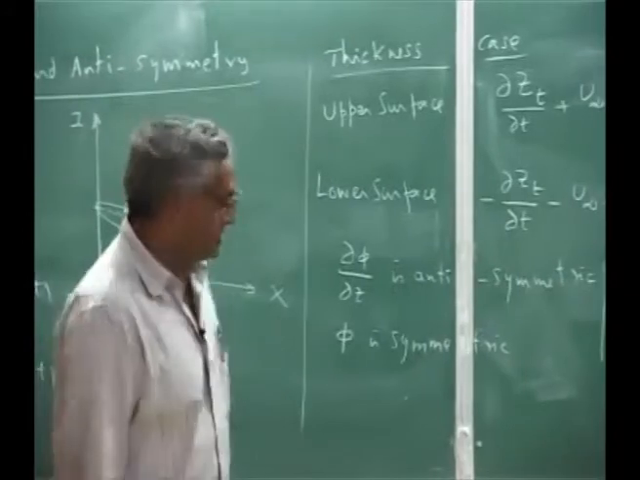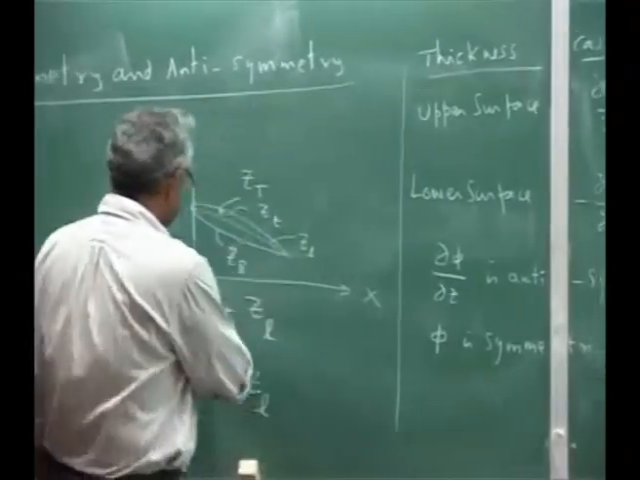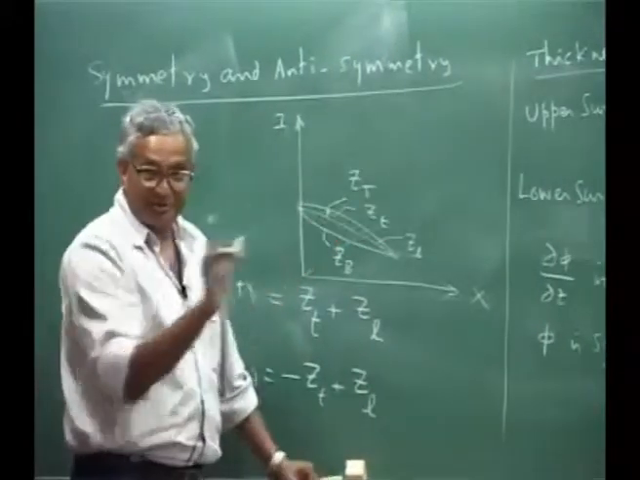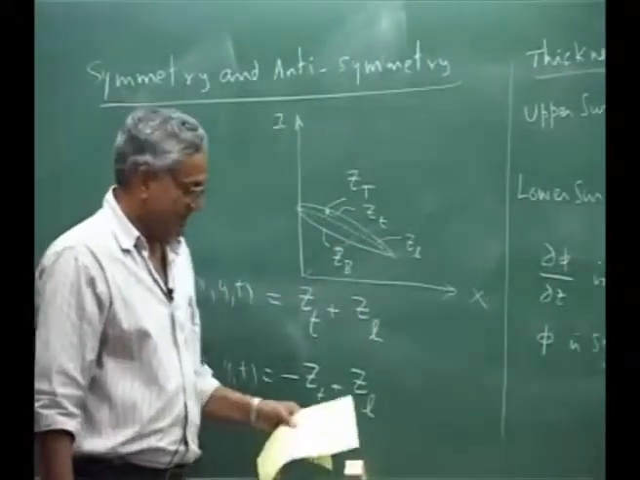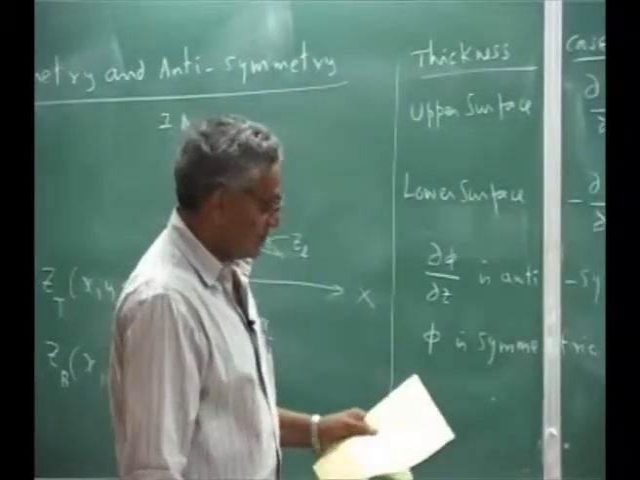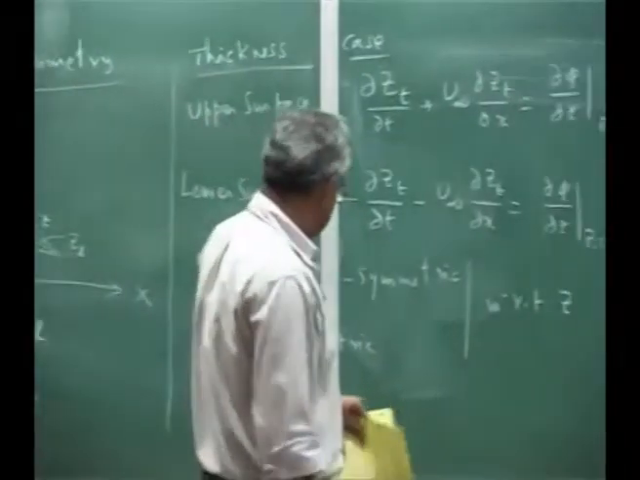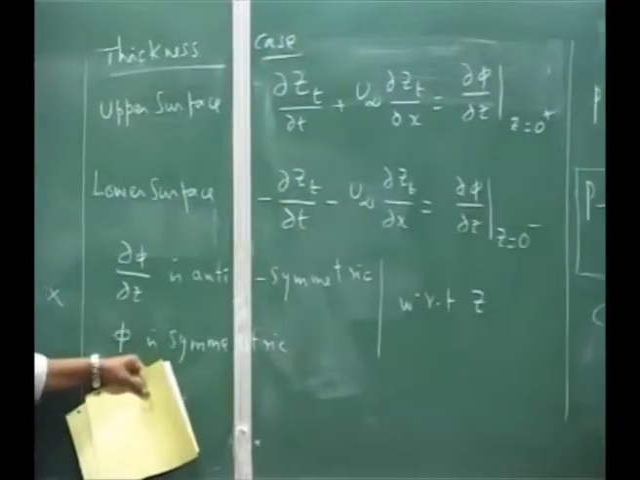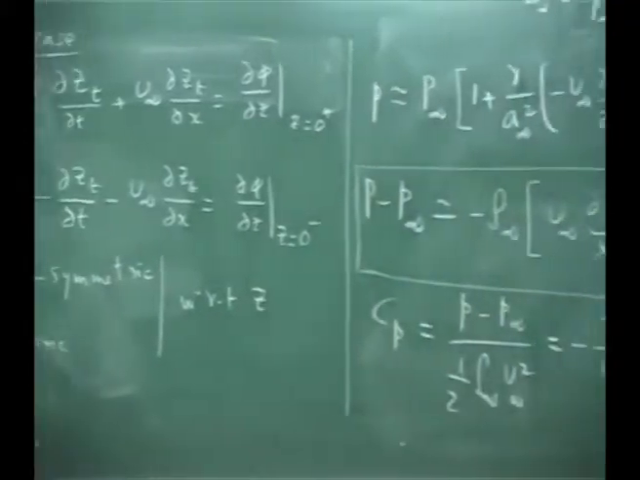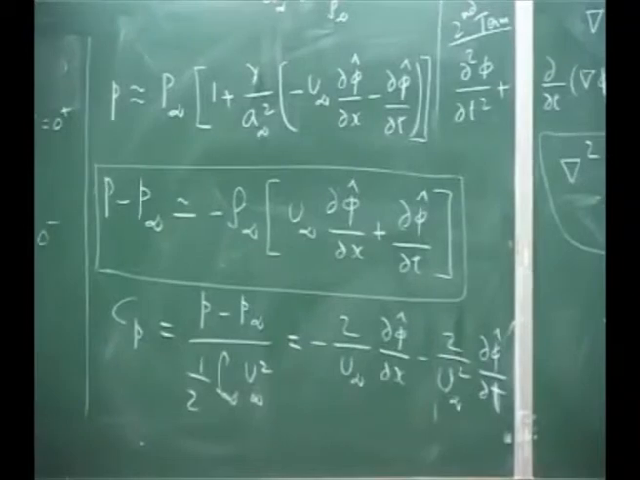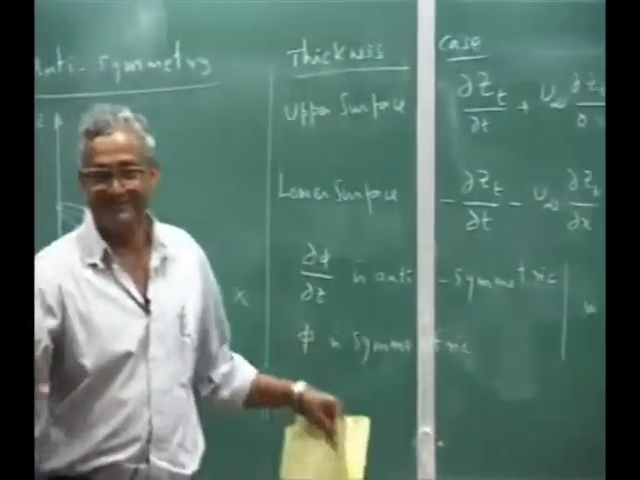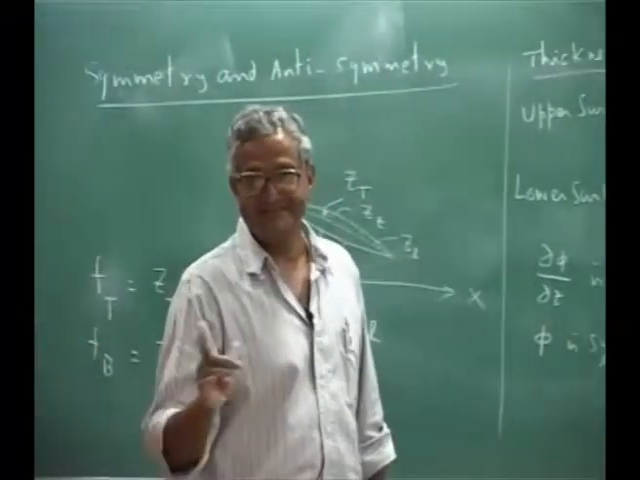So the thickness effect has no meaning, only for all these linear problems, I am telling you, because it will not give lift. Phi is symmetric, therefore the pressure is also symmetric, because pressure is delta phi by delta X only. With respect to Z, it is symmetric. Z plus, Z minus, it will have the same value. Okay, symmetric value.